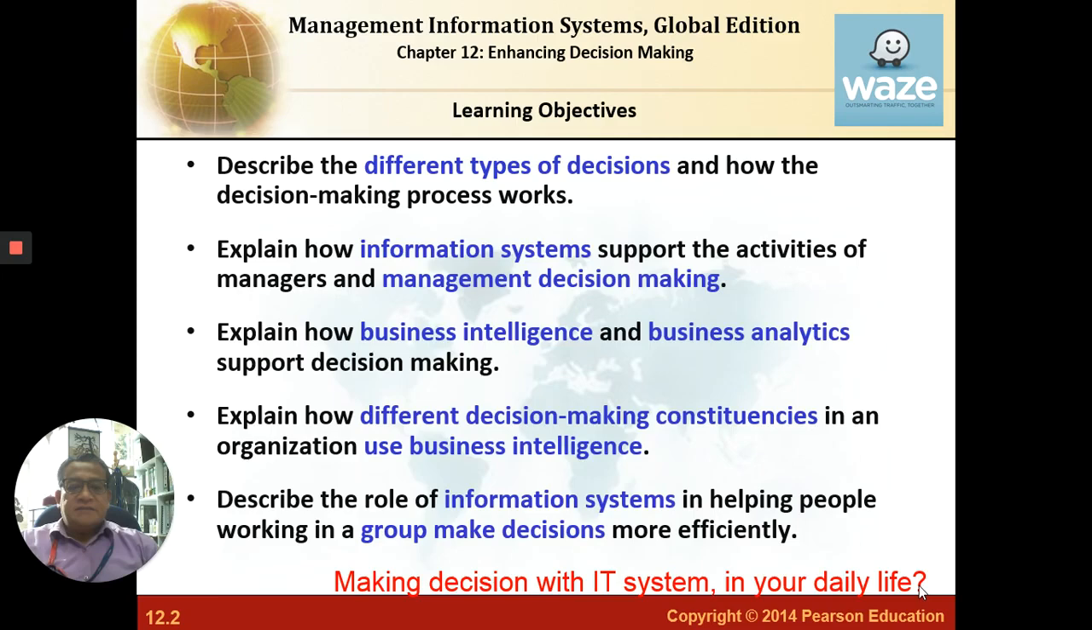So basically, nowadays, you make decisions partially, whether you realize it or not, by being assisted by IT systems. For example, you are traveling from Batu Pahat to Johor Bahru. Perhaps you are assessing ways to gauge which route is faster, which route has less jam, or which route costs you the least. Those are part of typical life situations in which you make decisions partly supported by an IT system.